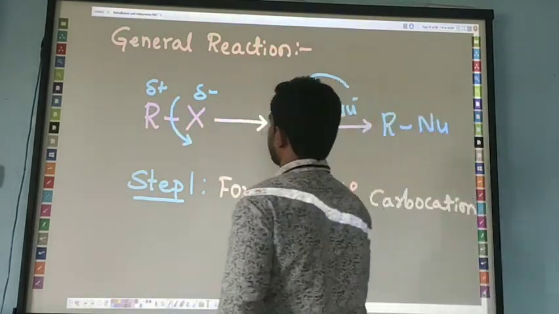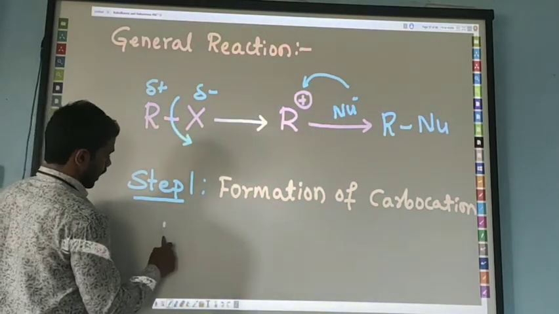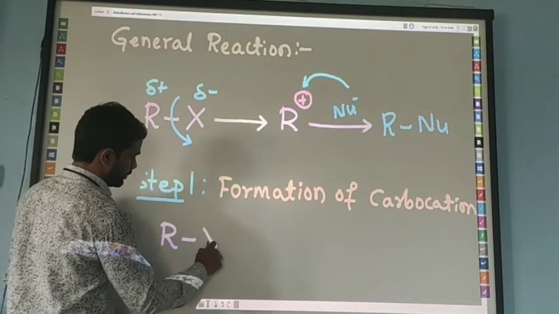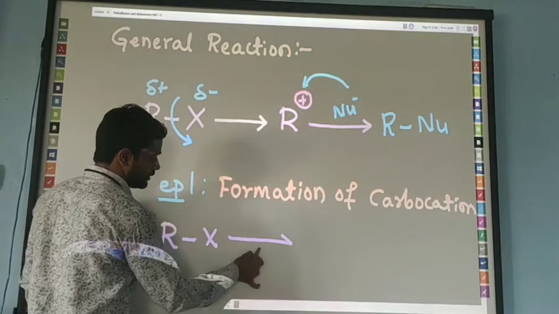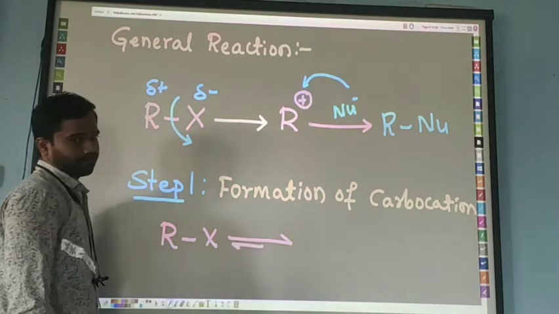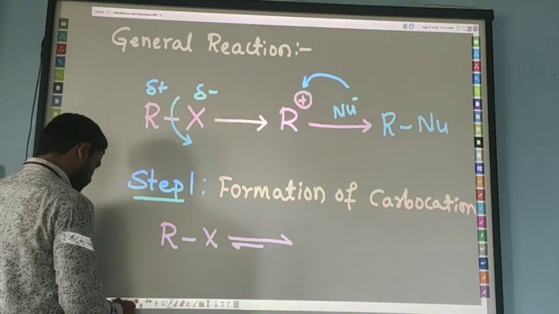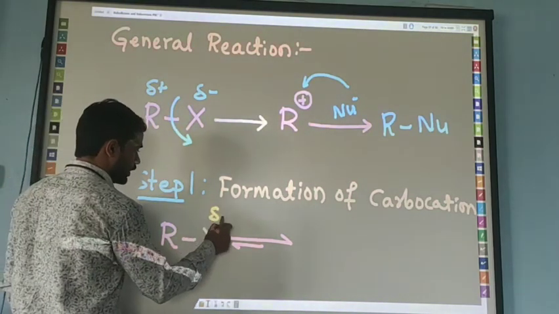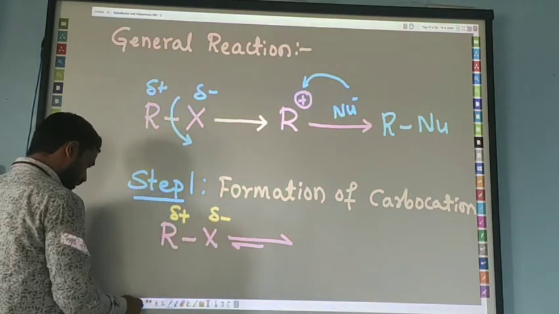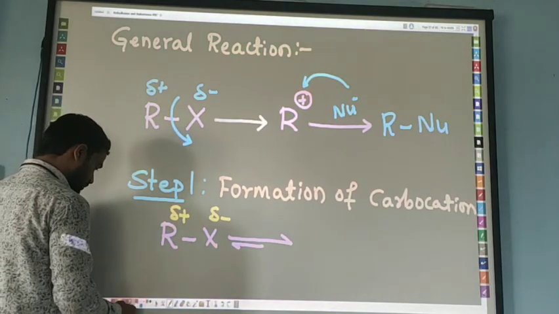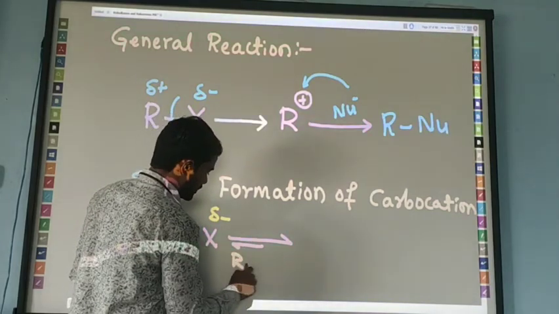Let me write this one again. RX means alkyl halide. This reaction goes forward, and this is a reversible step. The first one is known as a reversible step, and there is a formation of charge here. Let me write the charge on the halogen element and on the carbon atom. Okay, this is a reversible step, and this is known as the RDS step.